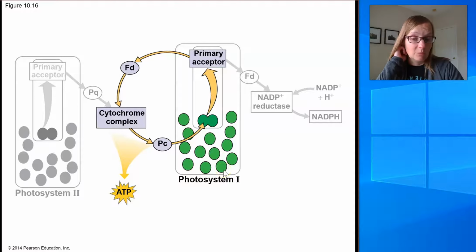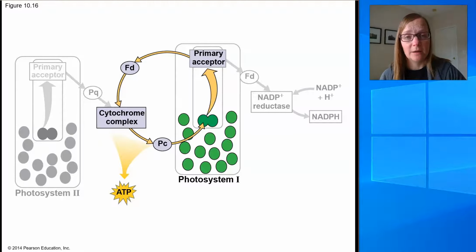Now you might be thinking, well, what's the point? Why does cyclic electron flow exist if you're not making both products of the light reactions? And so we don't 100% know the answer to this particular question. It might be that cyclic electron flow is kind of an evolutionary relic.